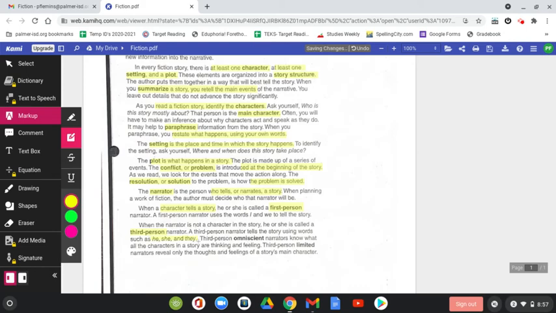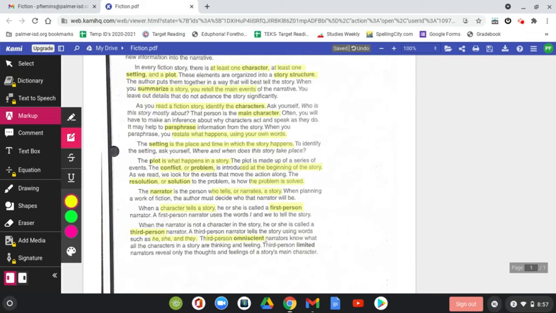So we'll use those words. But the cool thing about third person is it's split off into two. I've talked about this before. We have third person omniscient, and third person limited. All right, so the first one we're going to talk about is third person omniscient.